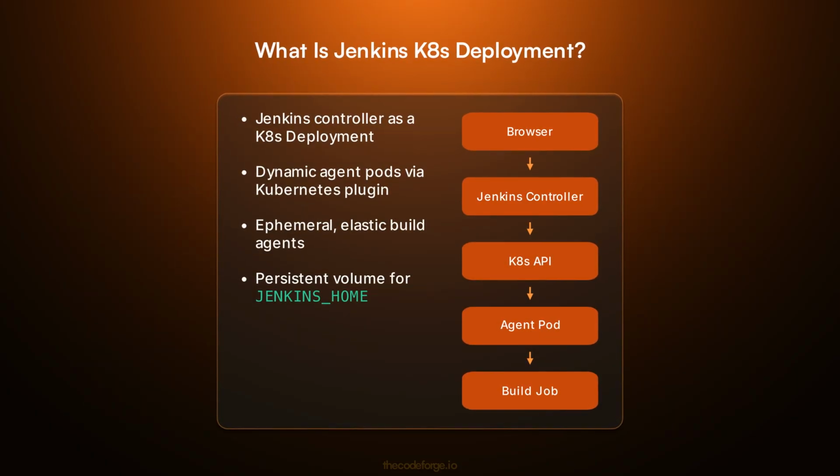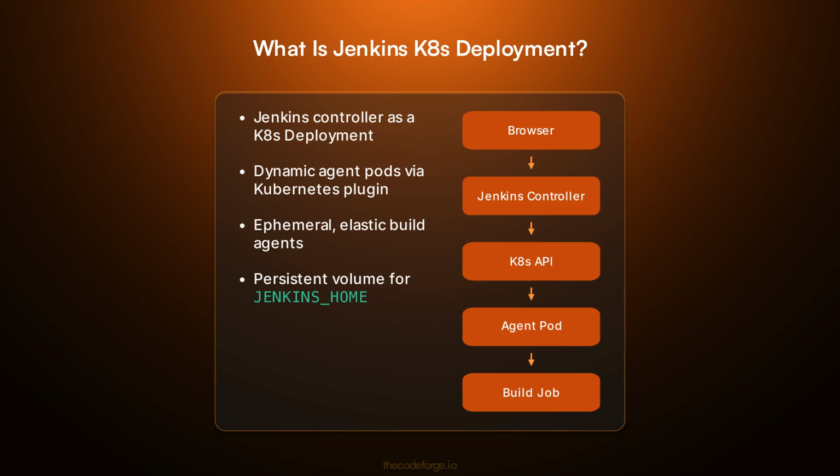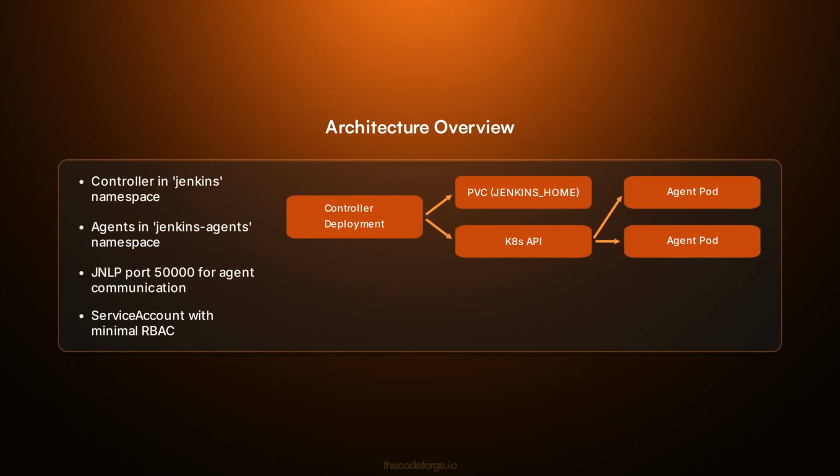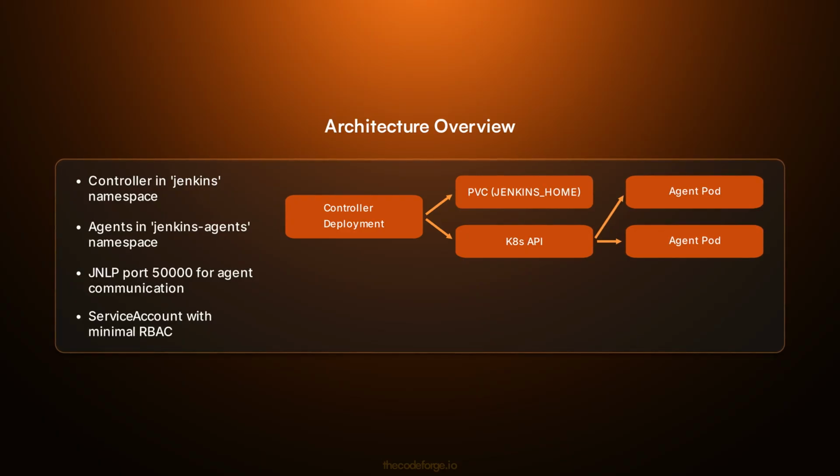Jenkins Kubernetes deployment is the practice of running the Jenkins controller as a deployment in a Kubernetes cluster, and using the Kubernetes plugin to dynamically provision build agents as ephemeral pods. The controller stores its state on a persistent volume to survive pod restarts. The controller runs as a deployment with a single replica and uses a persistent volume claim for JNLP home. Agents are ephemeral pods managed by the Kubernetes plugin.